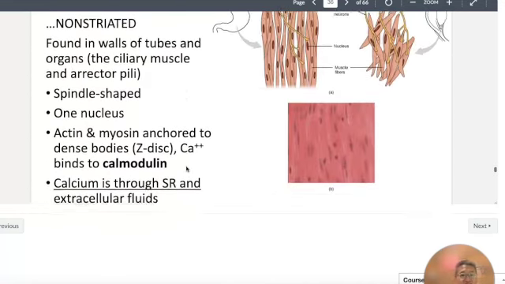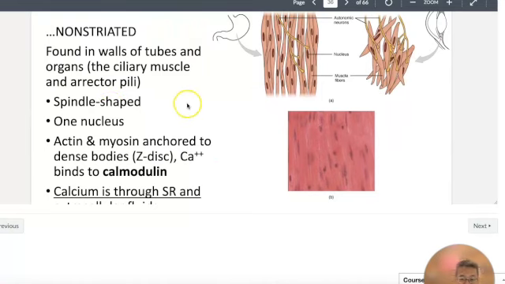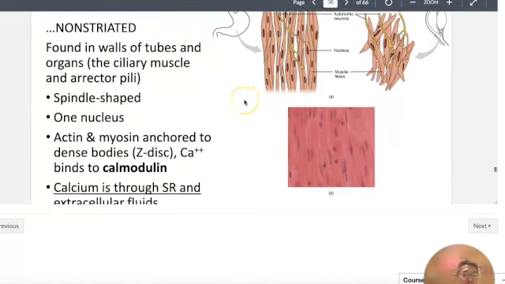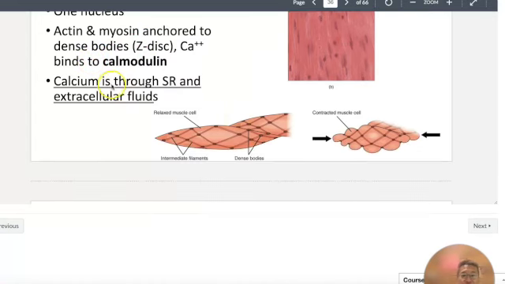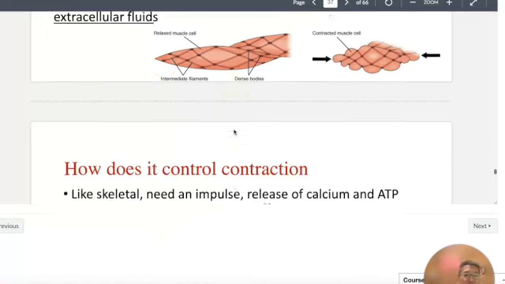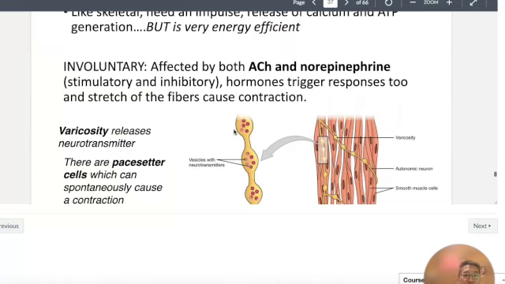Smooth muscle is spindle shaped. Remember, it is smooth because it's not striated. Actin and myosin anchor to calmodulin. Calcium comes through the sarcoplasmic reticulum and the extracellular fluid, and that's how it contracts. It looks like that.